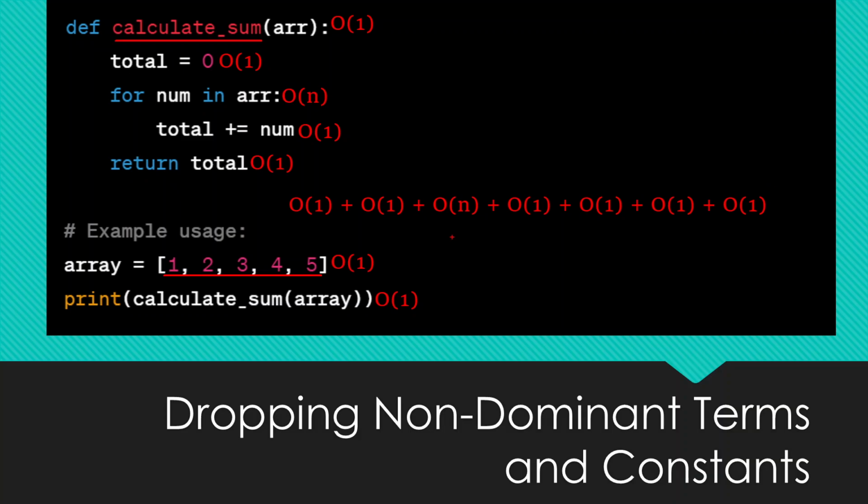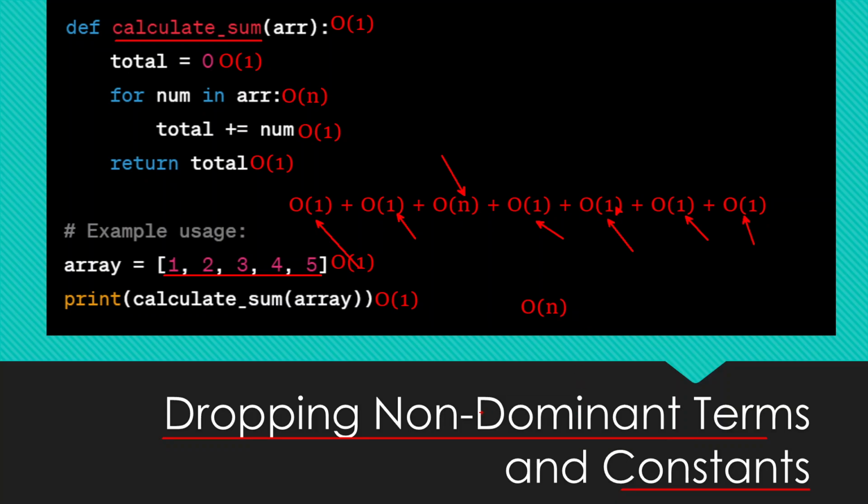Okay, so once we have this, we are supposed to drop any non-dominant terms and also drop the constants. So here we have the constant times, which we can simply drop. So we can drop all this so that we just remain with O of n. And therefore, the overall runtime complexity for this particular code is actually O of n.